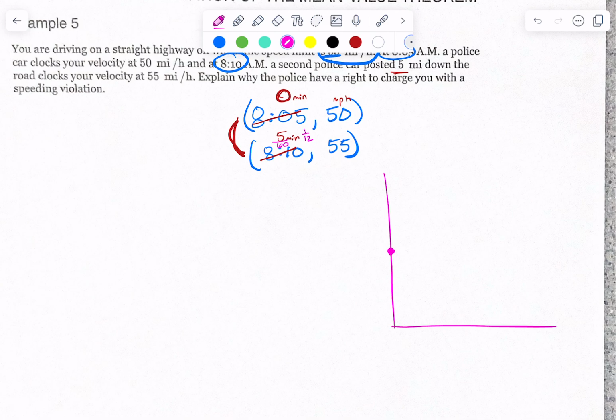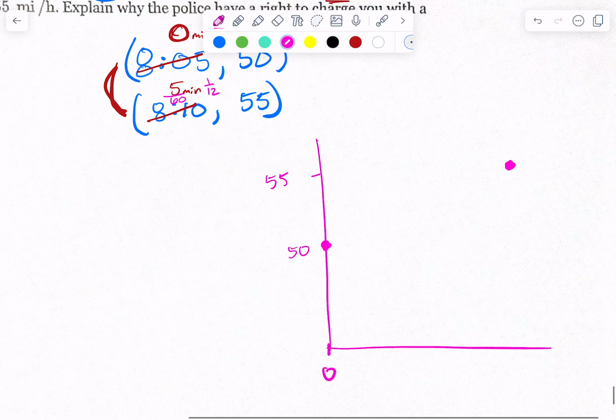1/12 of an hour later, I'm just going to go over this much and up this much, right? I'm going 55. This is 50 miles an hour. This is 55 miles an hour. Yeah? Okay. You said a 12th of a minute. I was very confused. So this is 0 hours. This is 1/12 of an hour. Okay, I'm just labeling that.